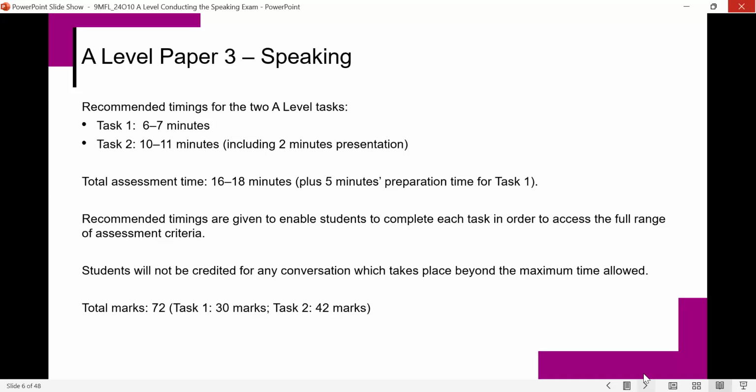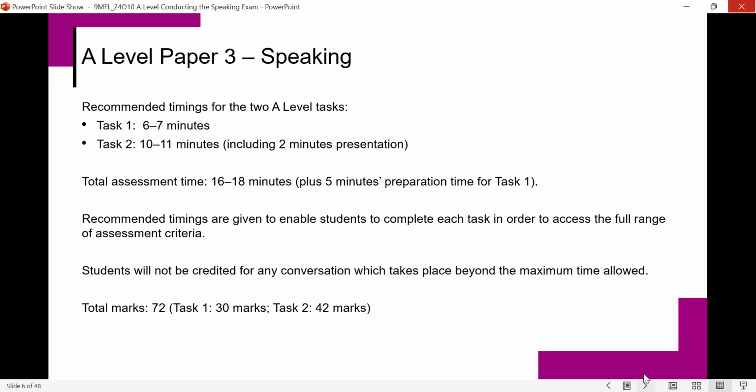But again, what I said about the task 1, after 6 minutes, don't ask any more questions. And it's the same with task 2. When you get to the 10-minute mark, there's no need to ask any more questions. We don't need to go right up to that 11-minute mark.